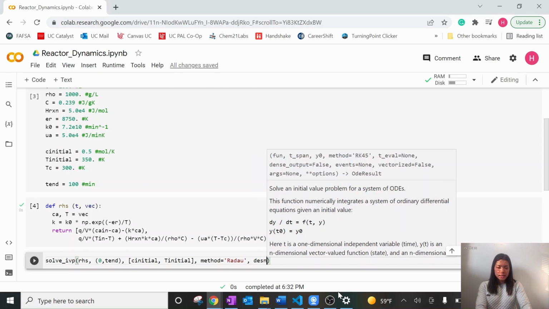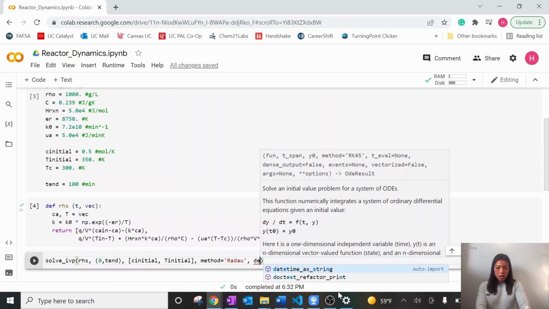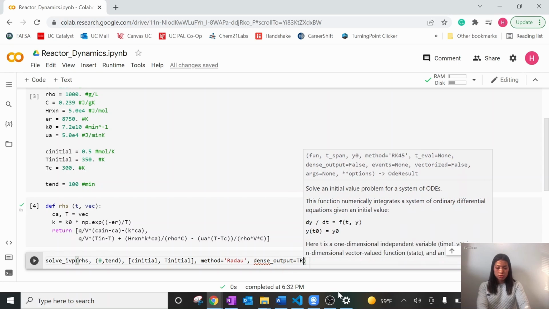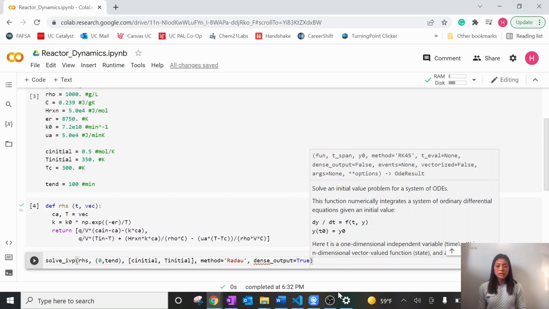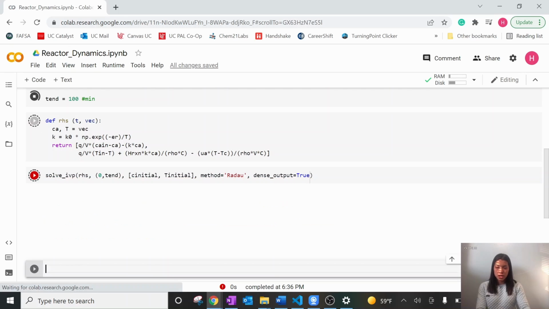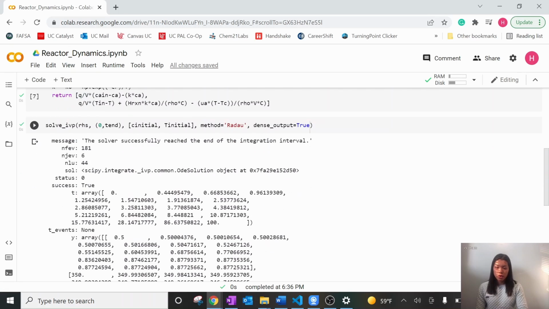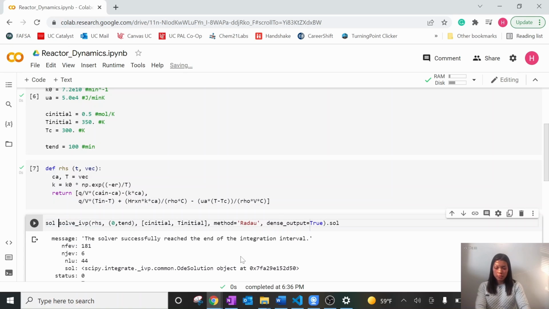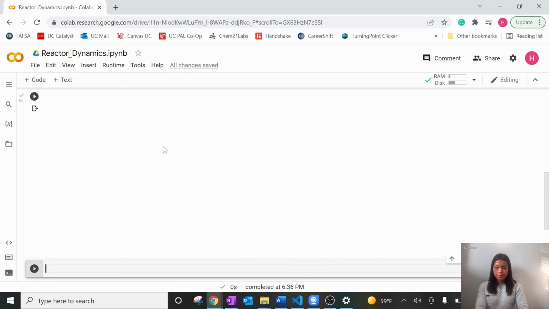And then dense_output equals true. So what this does is it continuously solves the differential equation. So if we shift enter, we have to shift enter from the top. If we shift enter, we have all this information. What we care about is the solution, so we will name it sol, so we shift enter.